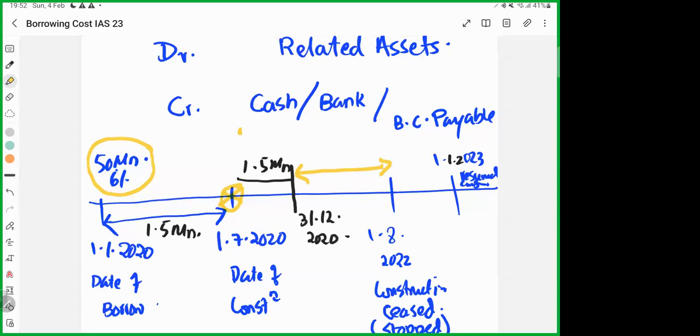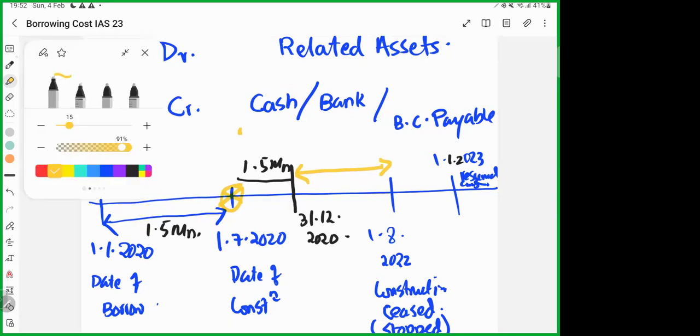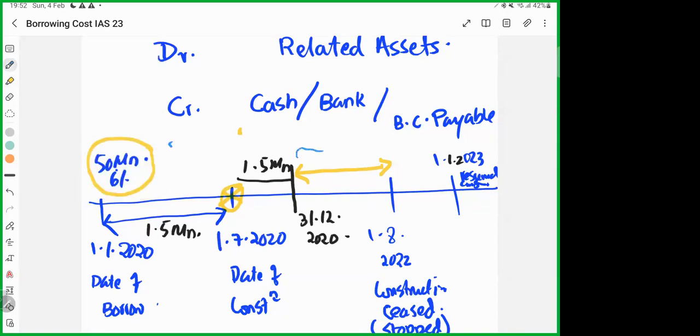According to IAS 23, during the period of construction, if I have a borrowing for qualifying assets, that borrowing cost should be capitalized to the related assets. The cost of that related assets will increase. So this period is a normal period. We have no problem. All will be capitalized. Understood? Yes, clear. Now what about this period now?